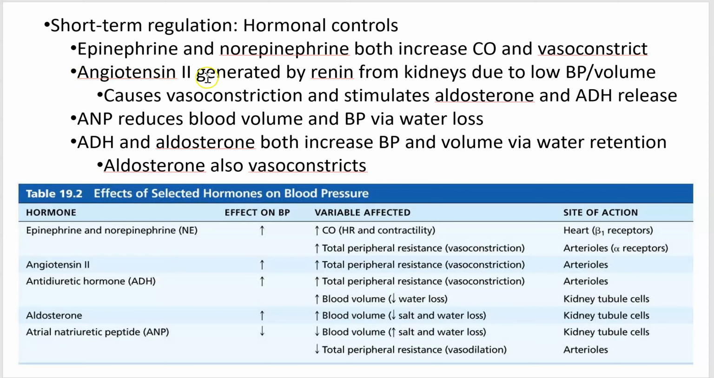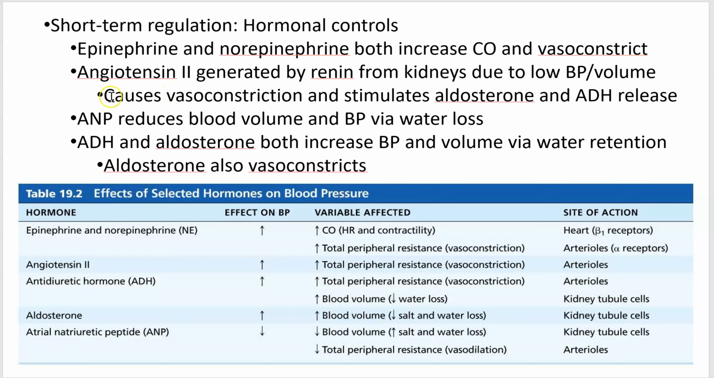Angiotensin 2, which we'll talk about more later, maybe even in the next slide, I don't know, is generated in a sequence which I'll describe, but it does cause vasoconstriction. It also stimulates aldosterone and ADH release, which, as you hopefully remember, cause you to retain fluids. So if you retain fluids and vasoconstrict, blood pressure is going to go up.